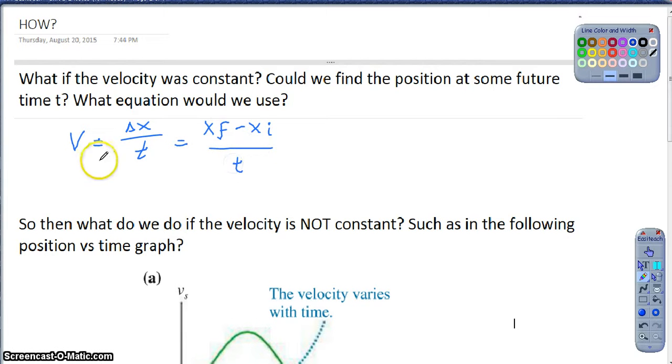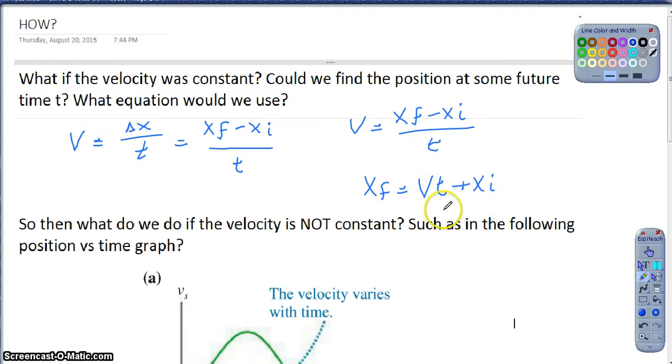So for instance, if I gave you a constant velocity and told you that you started at a specific location and went for a certain period of time, you could find your final displacement. If I rearrange this equation for the final displacement, I can find it in terms of these three variables. So my final displacement would be equal to, multiplying both sides by t, vt plus x sub i.